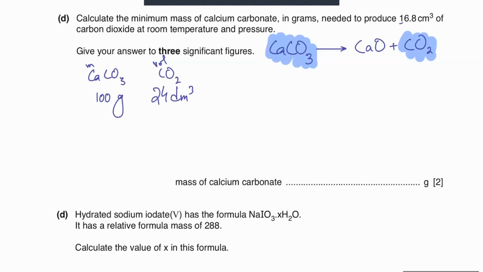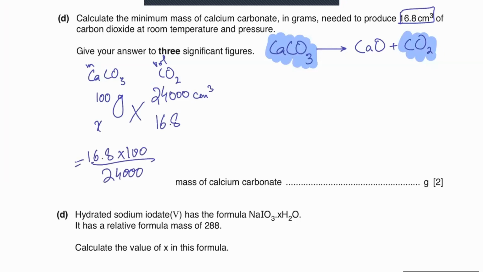अब हमारे पास है 16.8 cm cube और ये है dm cube. तो हम कन्वर्ट कर लेते हैं, हम इसको बोल सकते हैं कि this is 24,000 cm cube, या हम उसको डिवाइड बाय 1000 कर लेते हैं, दोनों एक ही बात है. सो 100 ग्राम 24,000 प्रोड्यूस करता है, x ग्राम 16.8 प्रोड्यूस करेगा. Will cross multiply: 16.8 multiplied by 100 over 24,000 is my answer. तो जो भी कैलकुलेटर से मेरे पास आंसर आएगा, that's the one I'm going to go with. I'm getting 0.07 grams. Can anybody confirm, please?